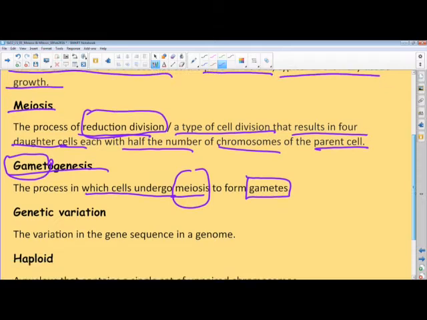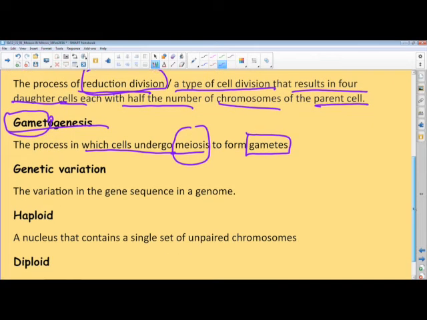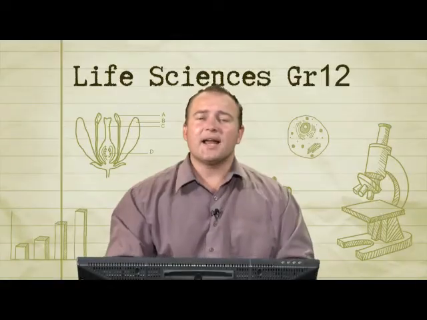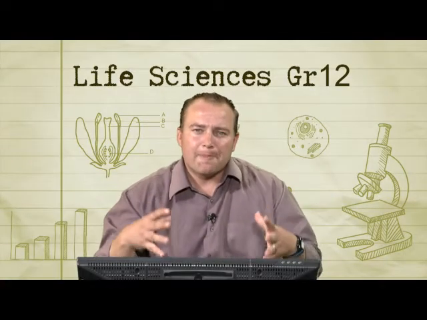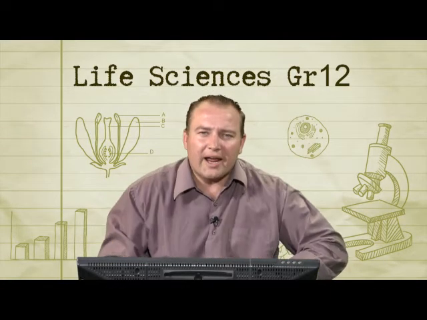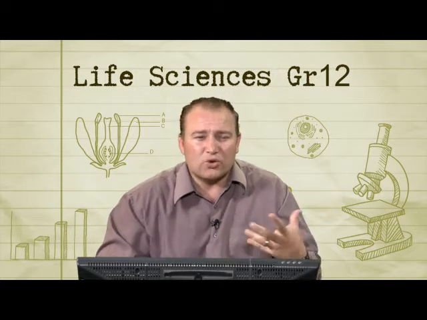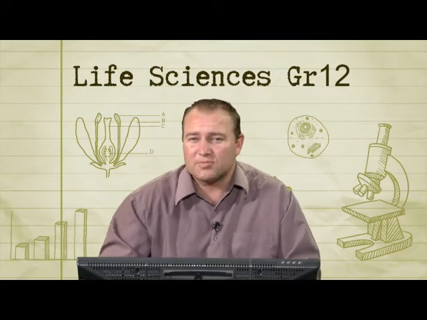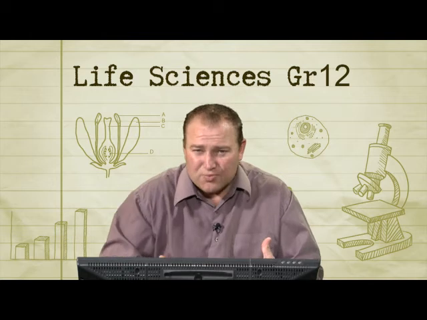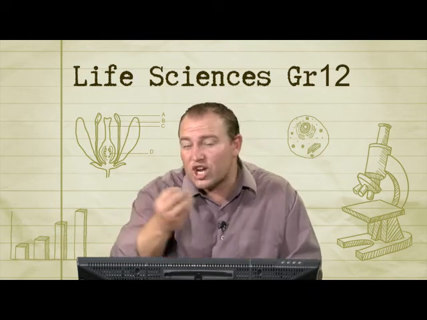And the next one, genetic variation. Okay, your genetic variation is changing in the genetic code. So if we look at the variation in the gene sequence of a genome, and those are big words, yes, but it's like changing in the gene. Like if you have brown hair, your dad has blonde hair, and your mom has blonde hair, and all of a sudden your hair is brown, something's wrong. It's not. It's a change in the genetic code.